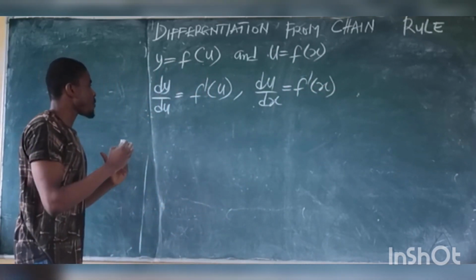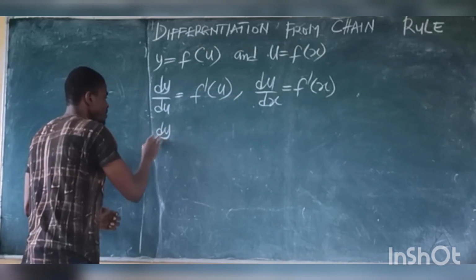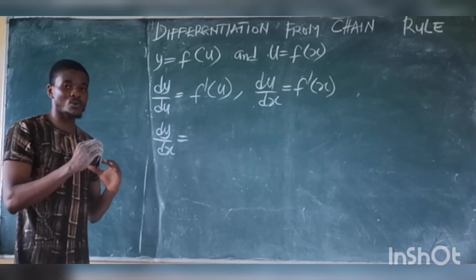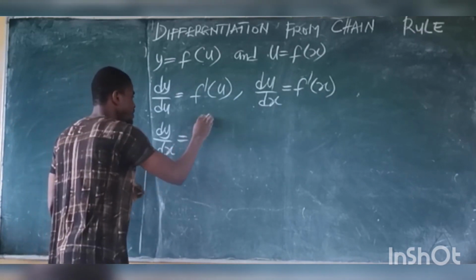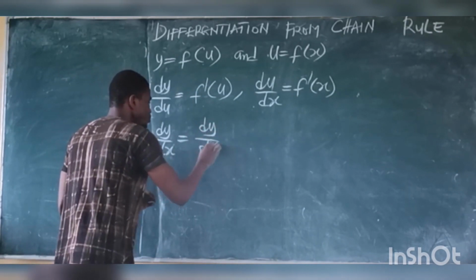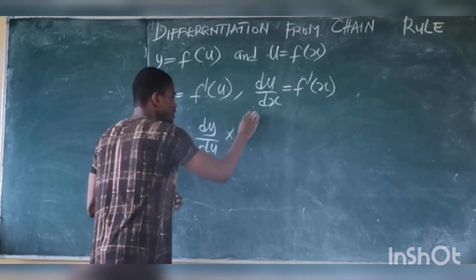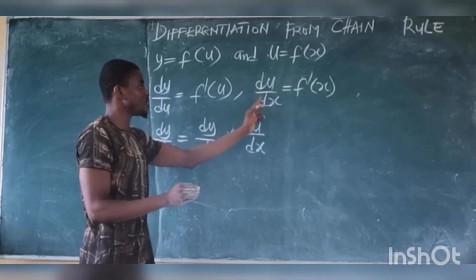Okay, now I want to transform this into dy dx. So that simply means that I'm going to have dy du, which is this function I have here, multiplied by du dx.